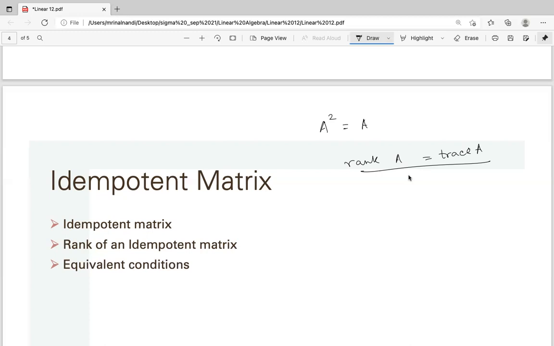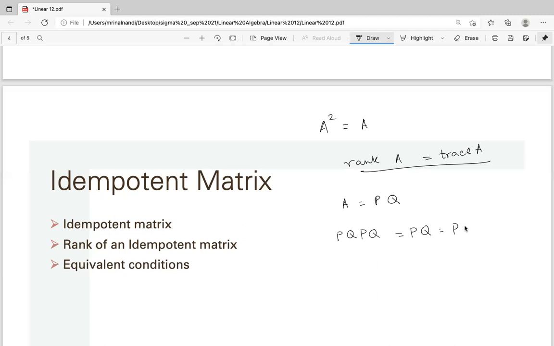So what is the proof? Proof is just through rank factorization. So you have a rank factorization. We always have a rank factorization of A, PQ. The number of columns of P is the same as the rank of A, and the number of rows of Q is the same as the rank of A. Now, since A square is equal to A, PQPQ is actually PQ.